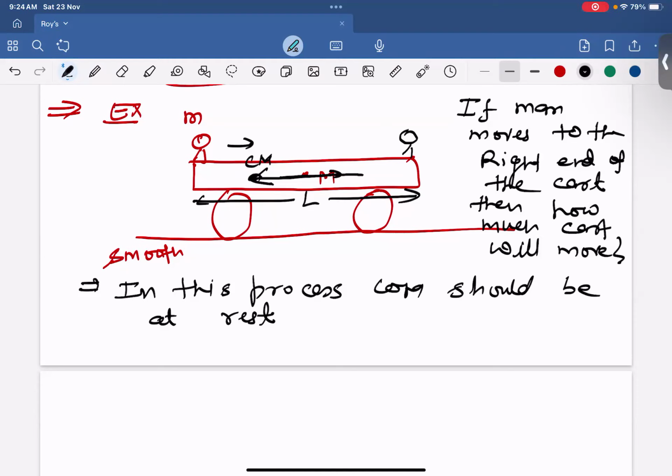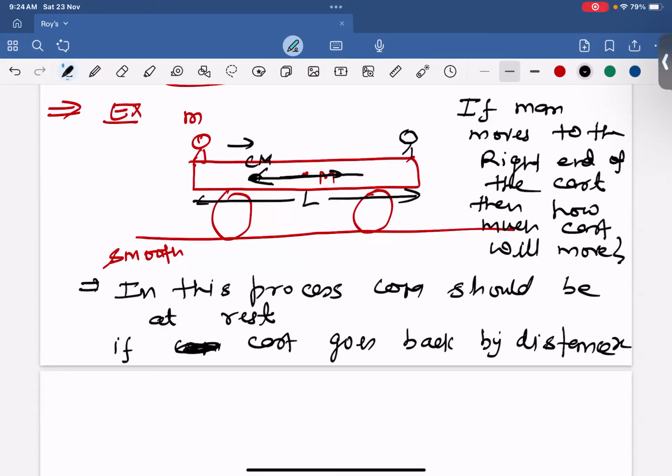Yes, sir, I understand. Okay. So in that case, let's suppose the cart goes back by a distance x. Cart is going back by distance x, let's say.